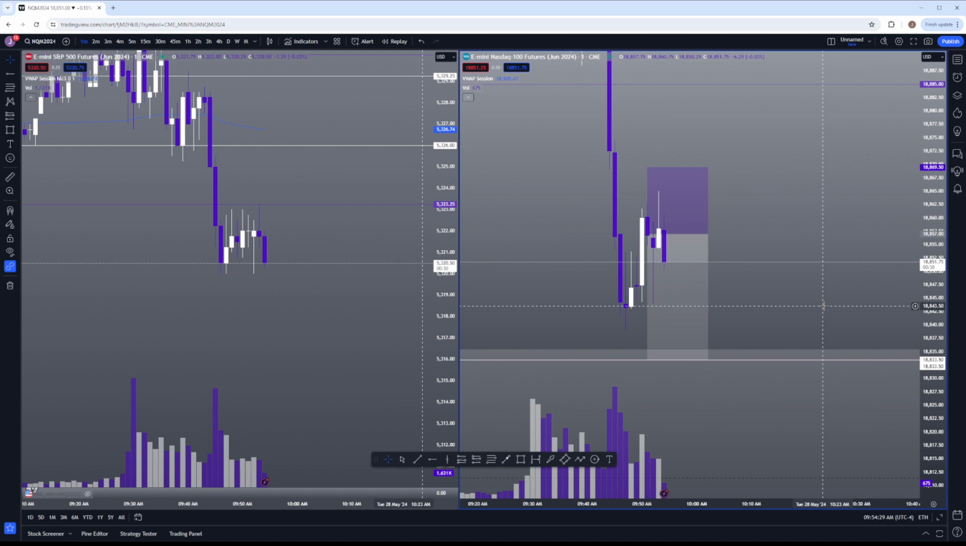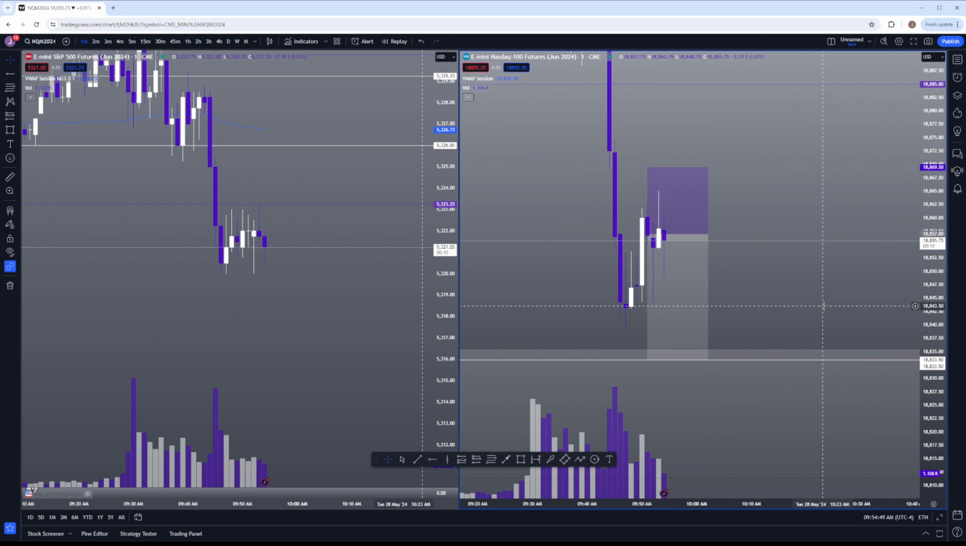I know the urge is to really want to trade because we've had a long weekend. We haven't traded for a while. I know that's the urge. That's the first instinct, to just hop in and take as many trades as we can, take every little setup that we see.